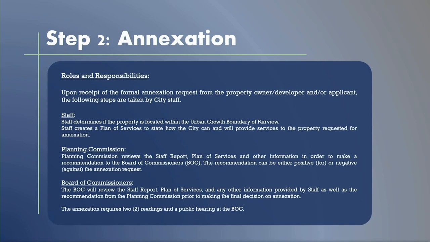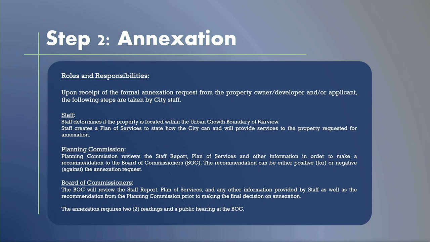This is really the first step of the process where anybody outside staff will be involved. At this point in time, annexation is going to come to staff. It will also come to you all in Planning Commission and then the Board of Commissioners as well.